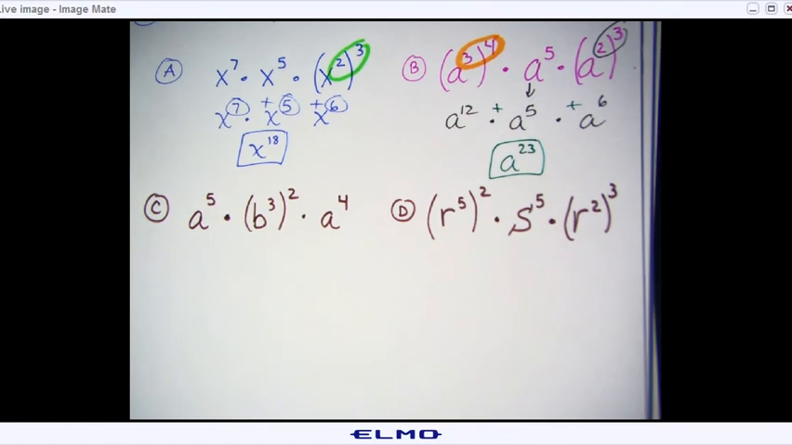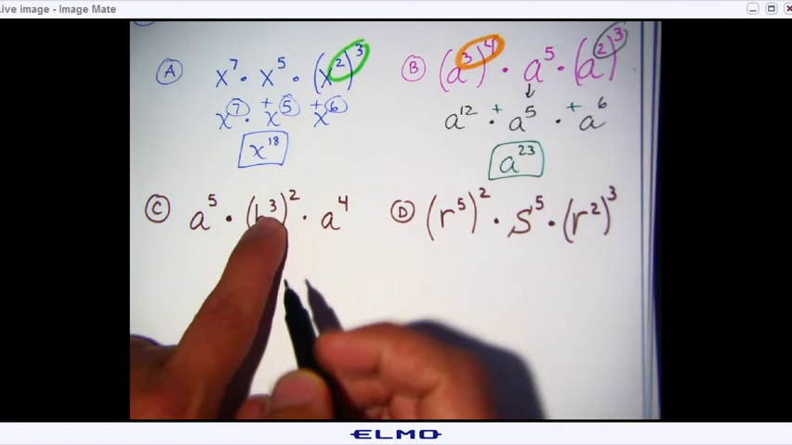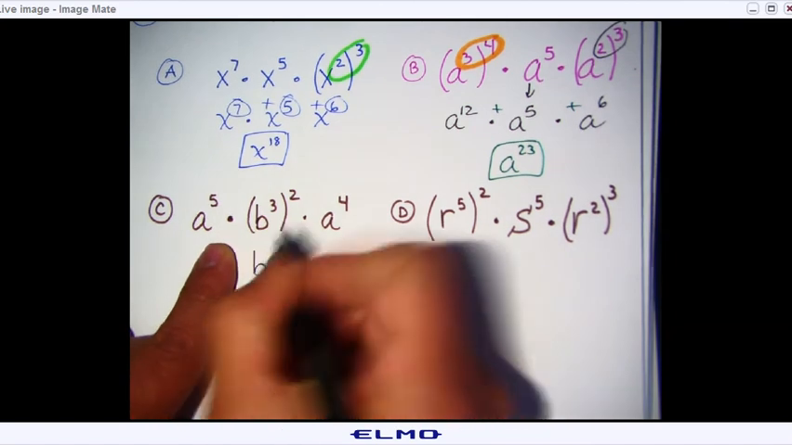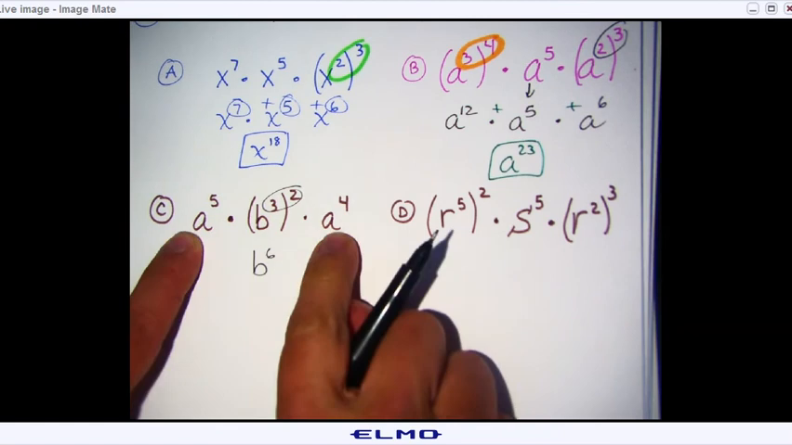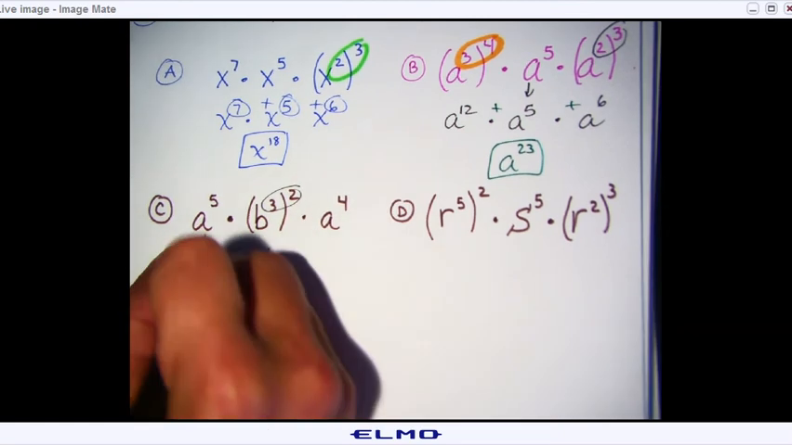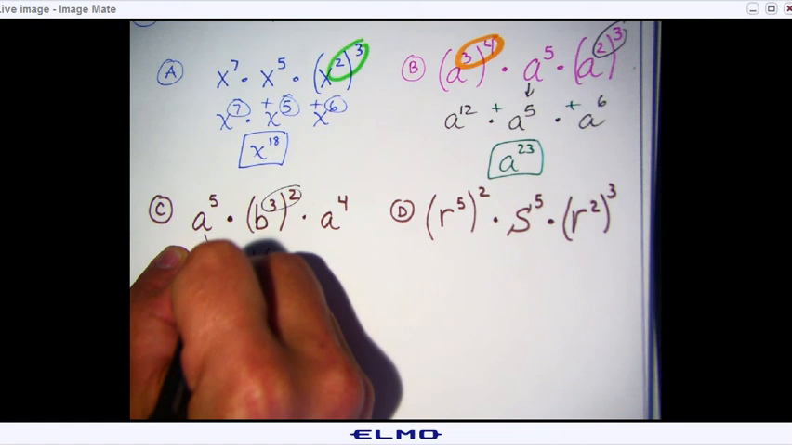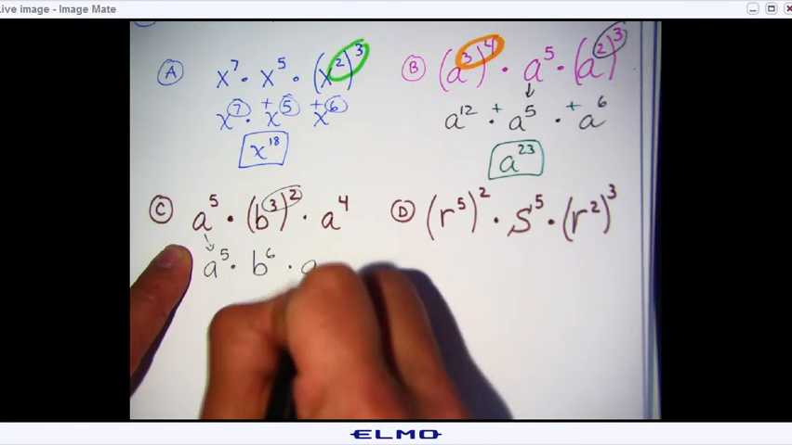Oh, we could do something here. So Angel, what would that be? B to the power of what? 6. Very good. B to the power of 6. Now, the ones where you can't do anything, just bring them down.